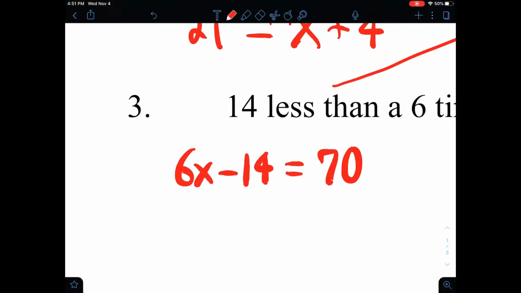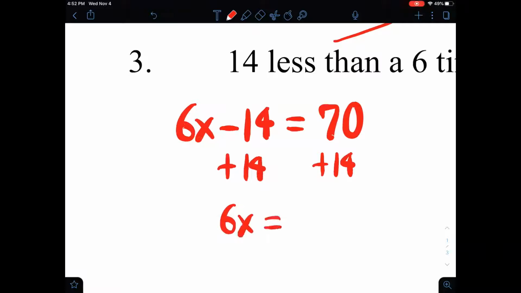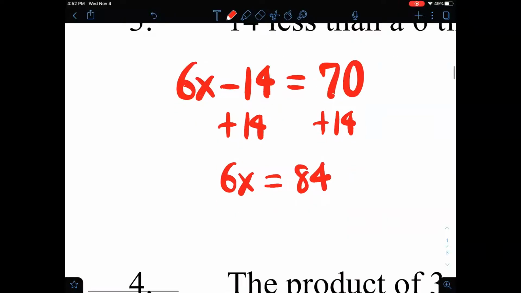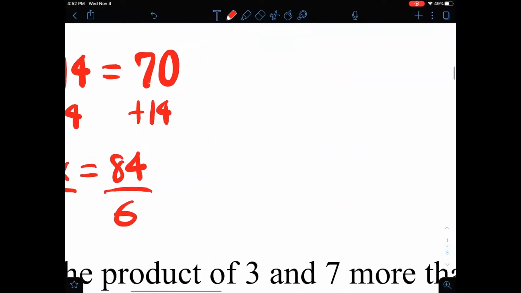All right, now we got to solve this. Anything to distribute here? No. Any like terms? No. What's the next step? Well, we got to get that 6x by itself, so we're going to do the opposite of subtracting 14, which is adding 14. We're doing inverse operations. So we get 6x equals 70 plus 14 is 84. Last step to solve for x is to divide by 6. And we're going to get x is equal to 84 divided by 6 is 14.